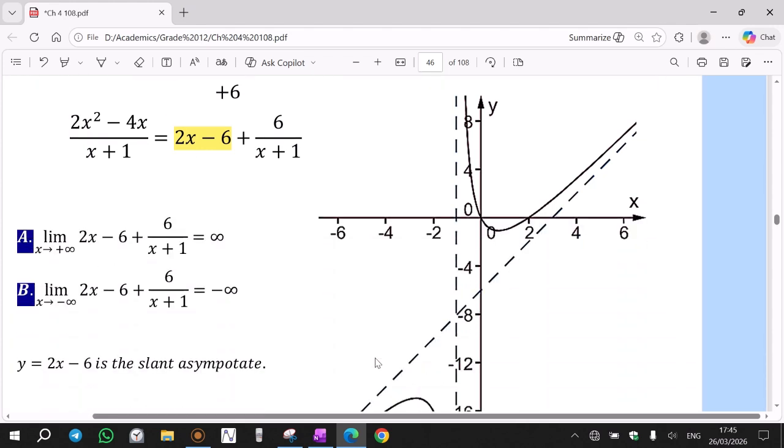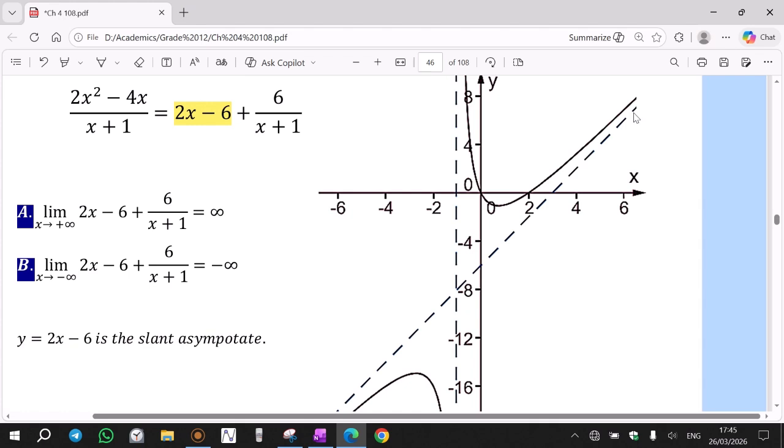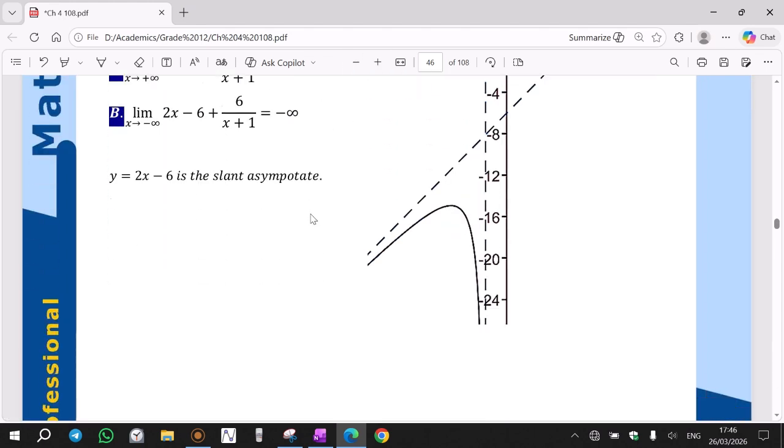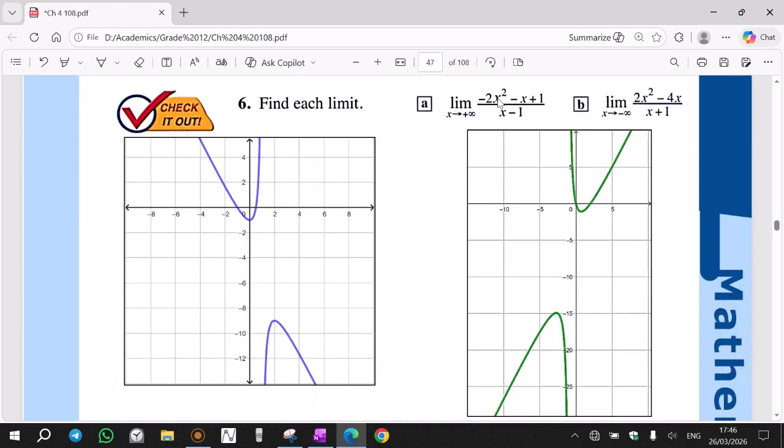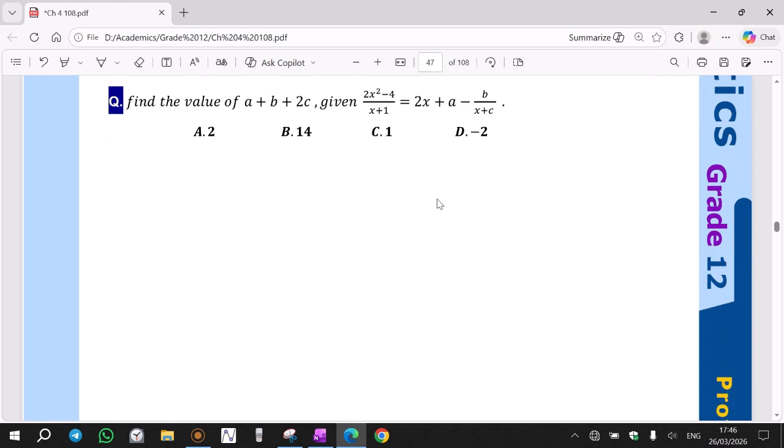What is slant asymptote? Slant asymptote is this dashed line, because it's tilted, it's not vertical, and it's not horizontal. And it is an asymptote because the curve is getting close to it. Then this is the slant asymptote. We have two more examples that have slant asymptote. As the degree of the numerator is 1 more than the degree of the denominator, you just do long division, you find the slant asymptote.